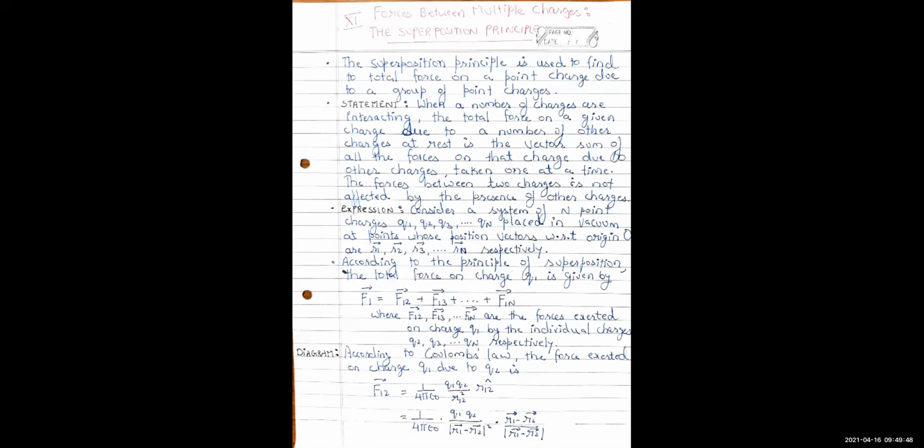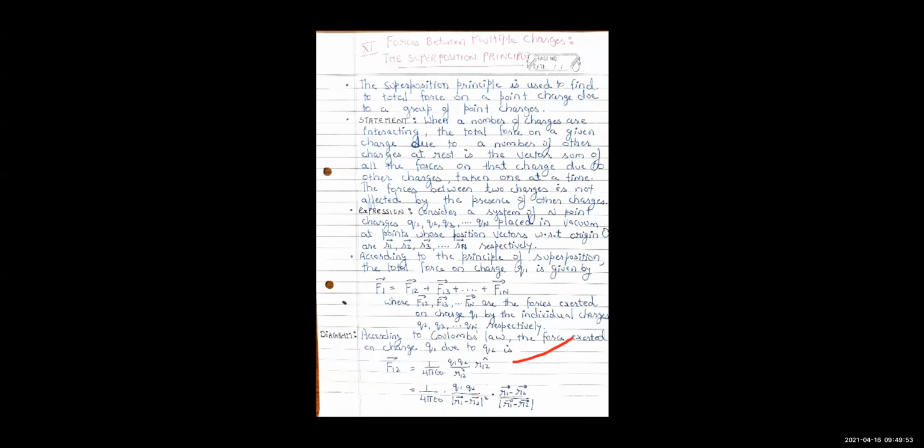So let's proceed towards the derivation. According to Coulomb's law, F12 equals 1 upon 4 pi epsilon naught Q1 Q2 upon, if we write in vector form, R12 squared, and the direction, that is R12 cap. And we know R12, vector R12, is nothing but vector R1 minus vector R2. We saw this just now, right? Vector R12 is nothing but vector R1 minus vector R2.